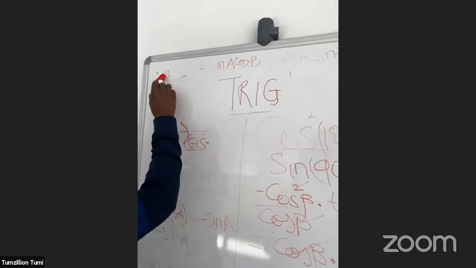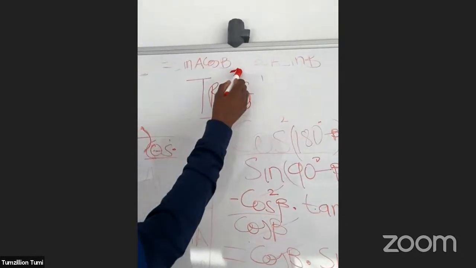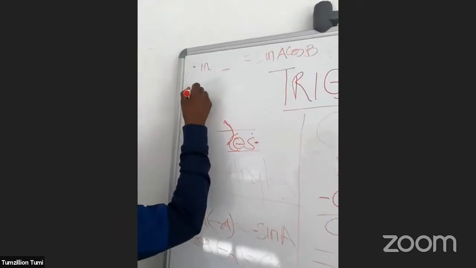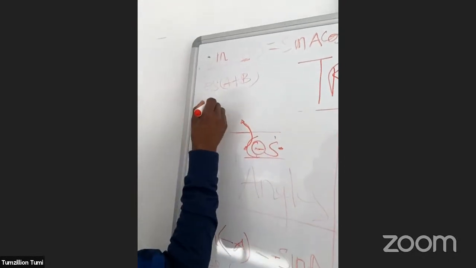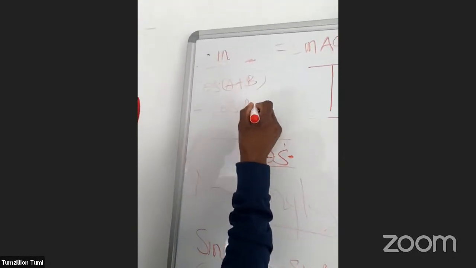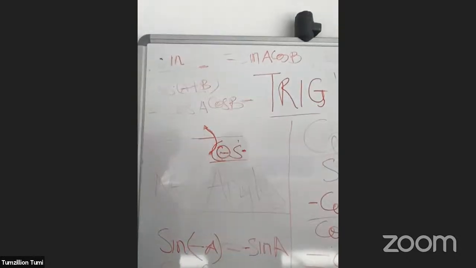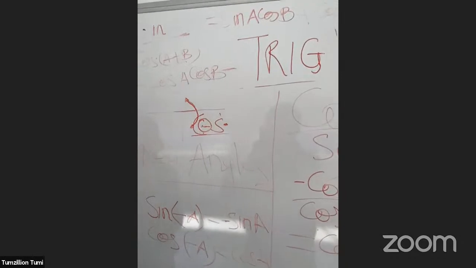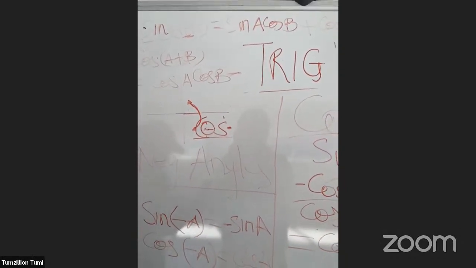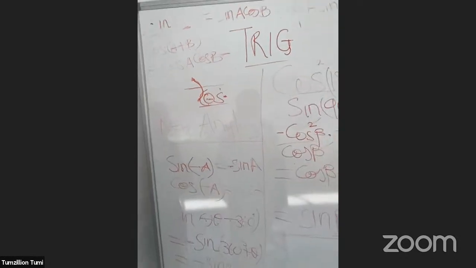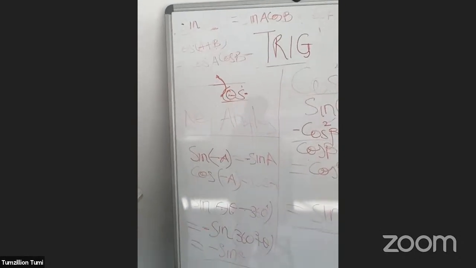If it's a cos, the plus becomes a negative and the negative becomes a plus. So if it's cos of A plus B, as an example, this will be cos A cos B, and then this becomes negative, sine A sine B. So these are the formulas that you need to learn.